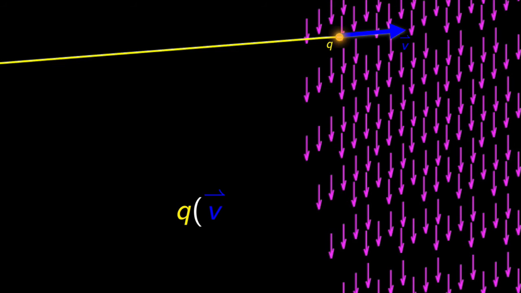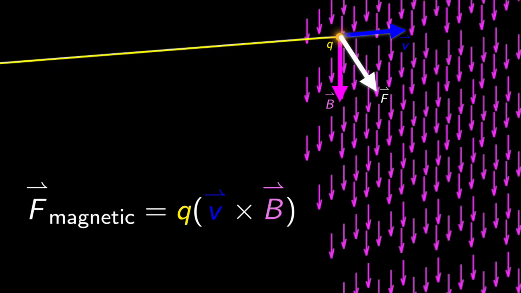The first major difference between magnetic fields and electric fields is that magnetic forces act only on charges in motion. By convention, magnetic field gets the capital letter B. Lorentz's law states that magnetic force equals the test charge times the cross product of the charge's velocity with the magnetic field. So the second major difference between magnetic and electric fields is that magnetic forces are always perpendicular to both the direction of motion and the magnetic field itself.